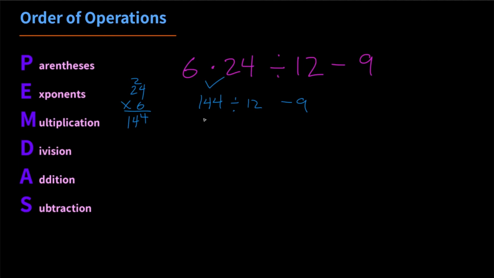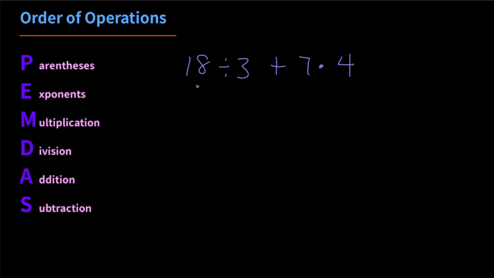Next, we have 144 divided by 12, because we're on the multiplication and division priority level, and we just multiplied, so we move to the next operation. 144 divided by 12 is 12, and then we're left with minus 9. 12 minus 9 is 3.